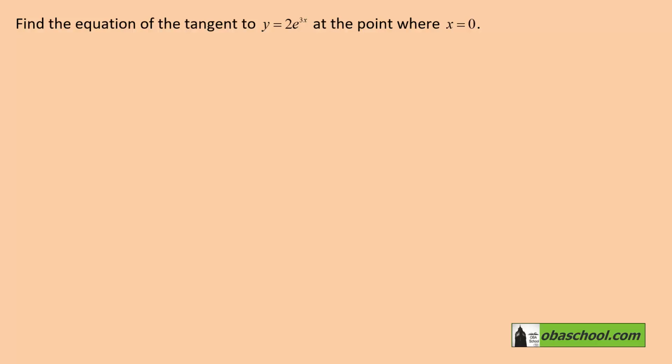Find the equation of the tangent to y equals 2e to the 3x at the point where x equals 0. So first of all, if x is equal to 0, then y would be equal to 2e to the 3 times 0, which is e to the 0, which is 1, so y is 2. So we know that (0, 2) is a point on the tangent.